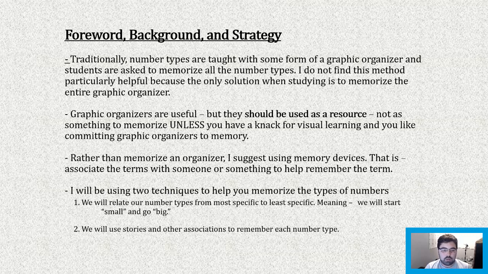I'm going to use two techniques as we're going through this. The first is we will relate our number types from most specific to least specific, meaning we will start small and go big. In other words, we're going to start with the simplest of numbers and gradually get more complicated. We will use stories and other associations to remember each number type.